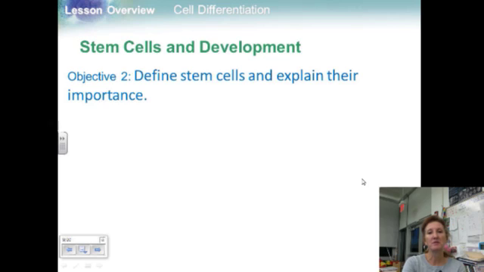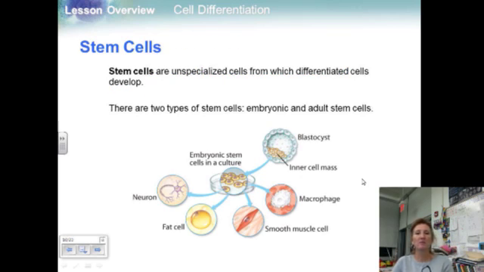Objective 2 is to define stem cells and explain their importance. One of the most important questions in biology is how all of the specialized differentiated cell types in the body are formed from just a single cell. Stem cells are unspecialized cells from which differentiated cells develop. There are 2 types of stem cells: embryonic and adult stem cells.